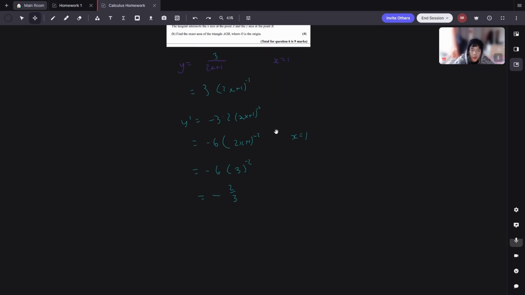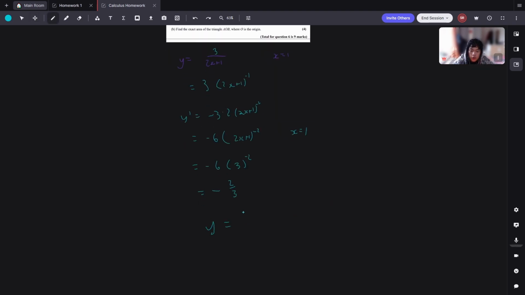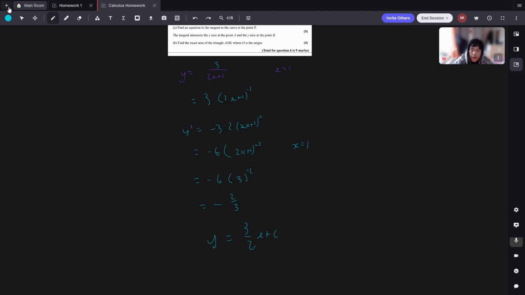And we need to find the equation. So y equals 3 over 2x plus c. And then we just need to find the y value from here.